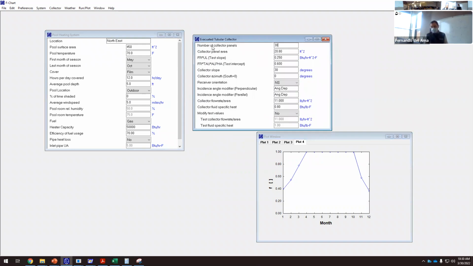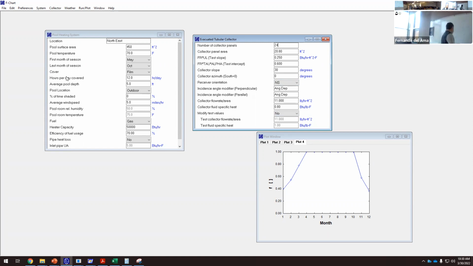Now we have the number of collectors. The number of collectors is not 30 because we need 6 for the domestic hot water. We just need 24. The collector area, collector slope. The slope is the same. Oh, the cover. That's interesting.